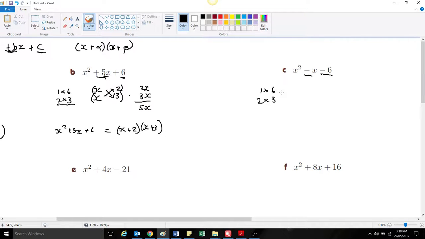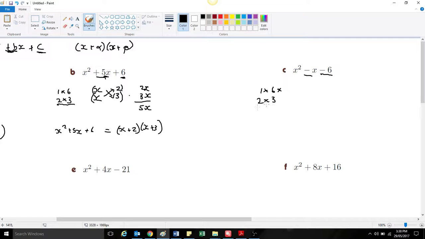Now we need to explore all possibilities here. Because the product of the two numbers is negative, it means one of the numbers is negative. So if 1 is negative, we'd have minus 1 times 6 is minus 6, that's correct. But minus 1 plus 6 is 5. If we have minus 6, then we're going to have 1 times minus 6 is minus 6, but 1 plus minus 6 is minus 5. So it's not going to be this one, so we're going to put a cross there. It's going to be these two numbers, 2 or 3.